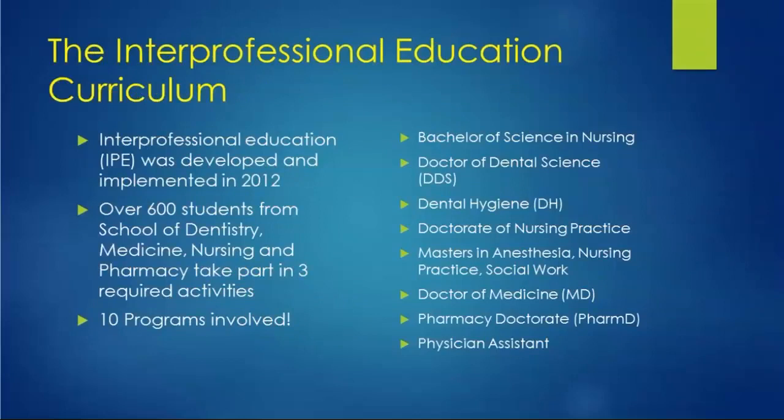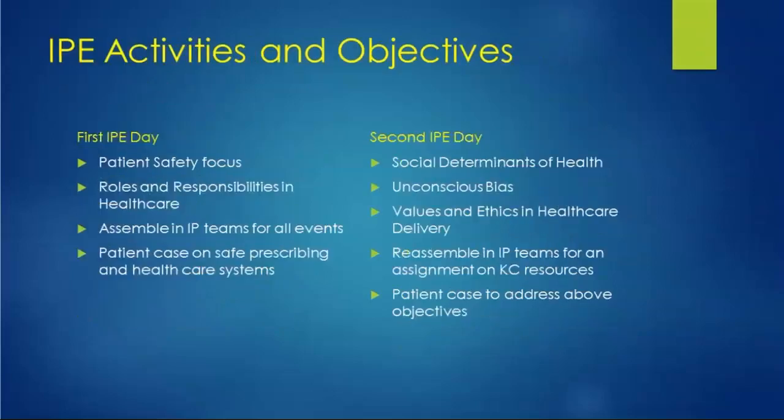Bachelor of Science in Nursing. There are 2 graduate programs in nursing. DDS degree as well as dental hygiene degree. We have a master's in anesthesia and a master's in social work, a doctor of medicine or MD, and the physician assistant program at the School of Medicine, as well as the PharmD program at the School of Pharmacy. And the key here is that all 600 students take part in the interprofessional education curriculum, so there are multiple activities where they learn with, from, and about one another, so they're ready to go into practice. And it's much more natural than what I did when I came out of my own practice.